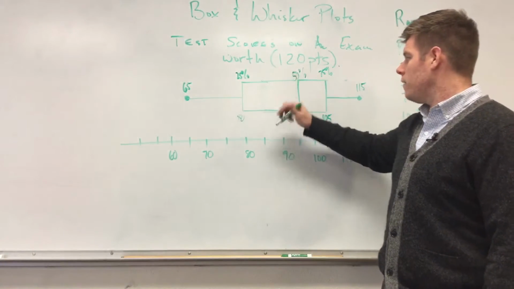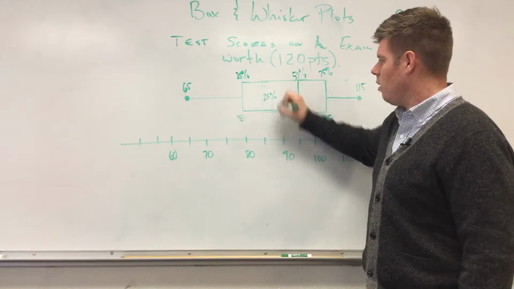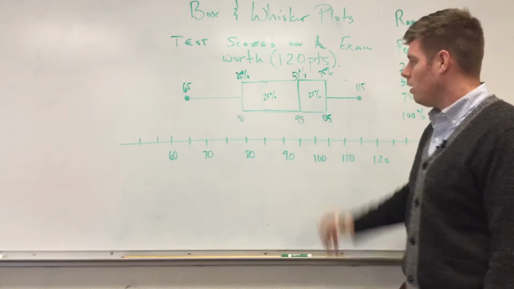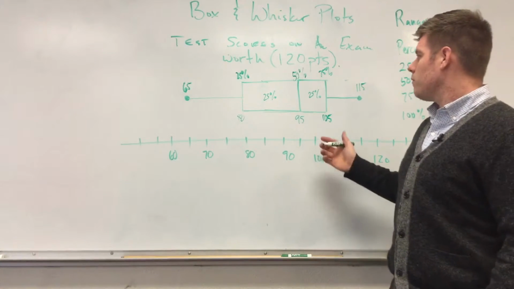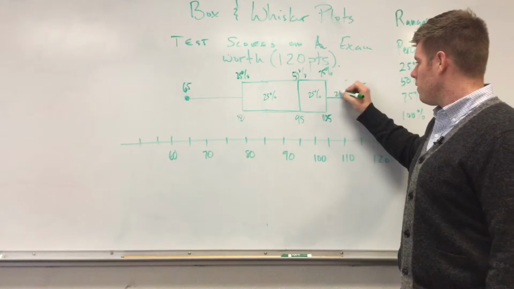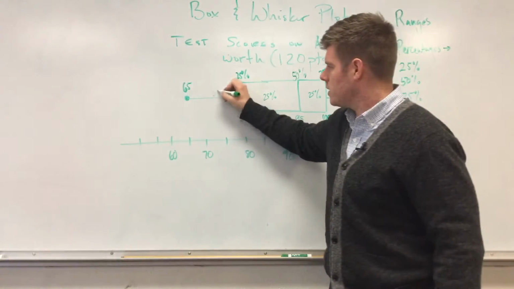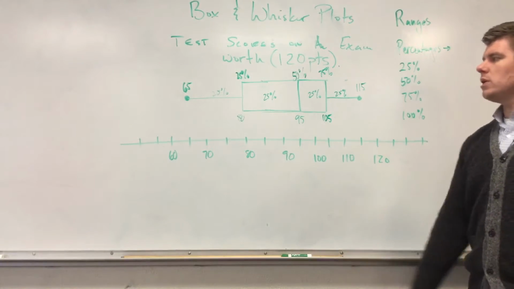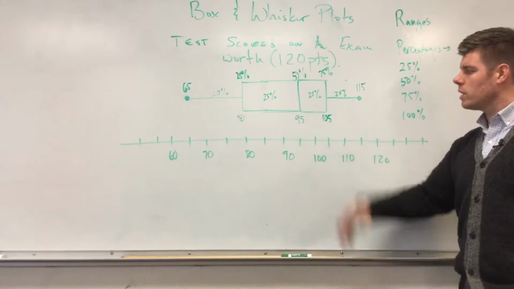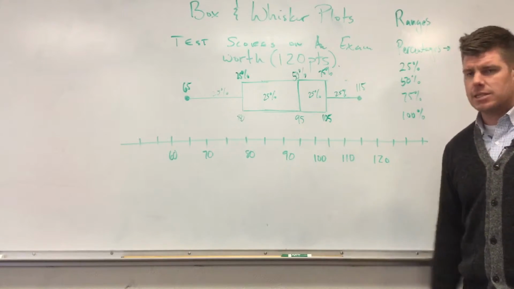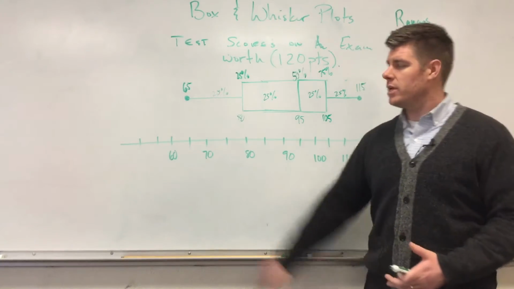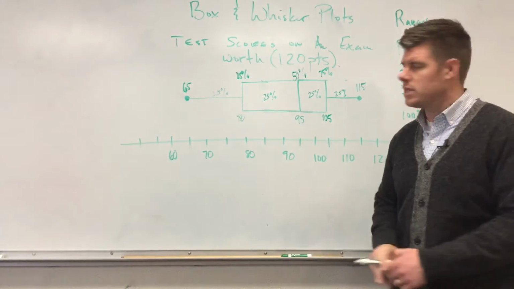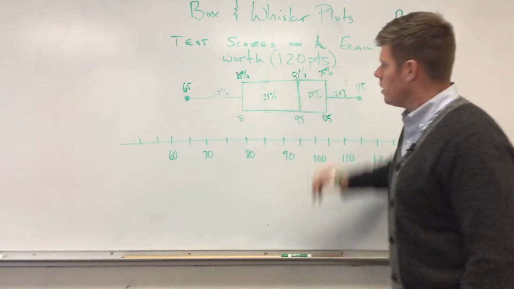Because from 25 to 50, this box in itself is 25. 50 to 75, this box in and of itself is 25%. So if that's 50, that's 25, that makes that 25%, and it makes this 25%. All we can do is talk about percentages, or we can talk about ranges, and that's it. So the things you need to remember is that each whisker is 25%, each side of the box is 25%, and this line in the middle is 50%.